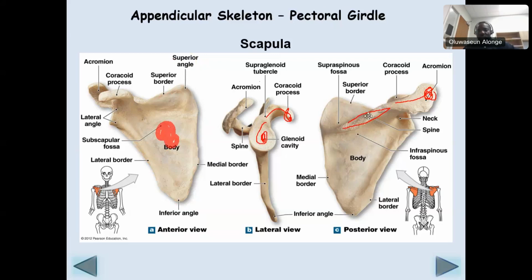Below the spine there is a depression, because the spine is a projection. That depression is called the infraspinous fossa. Fossa means depression. Also, above the spine there is the supraspinous fossa, meaning the depression is above the spine. That's the neck right there, and that's the body. The other side, on the anterior side, is what we call the subscapular fossa.